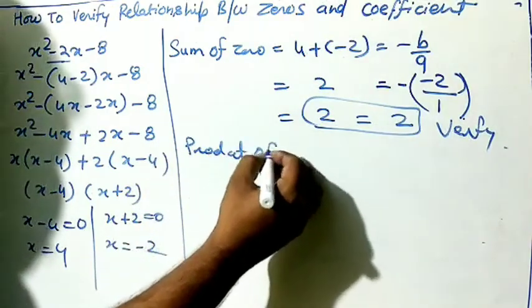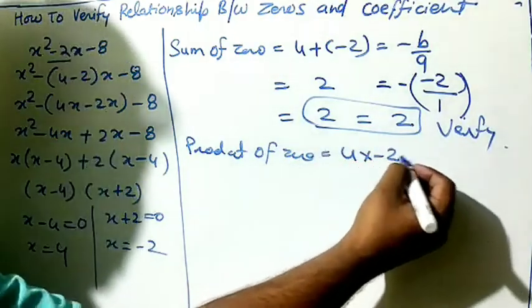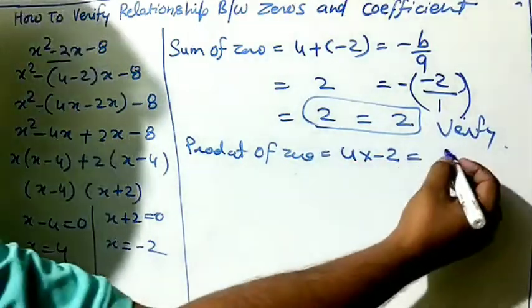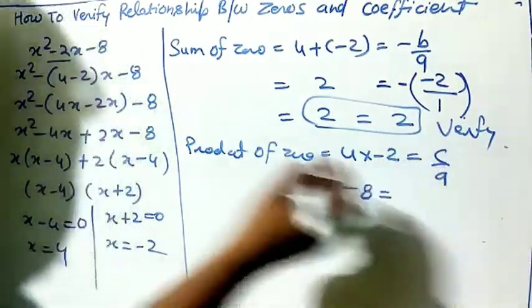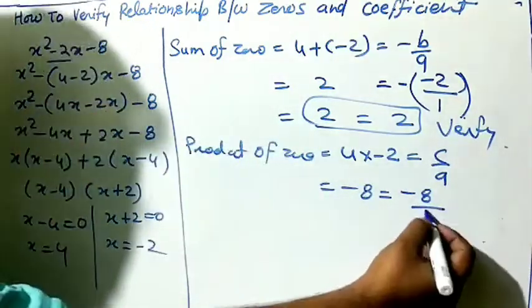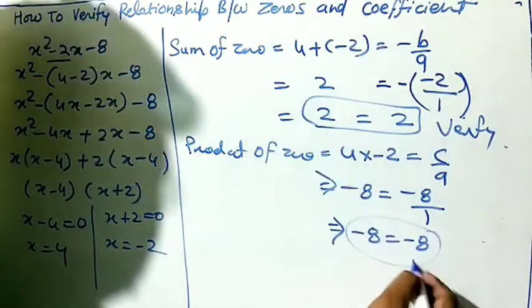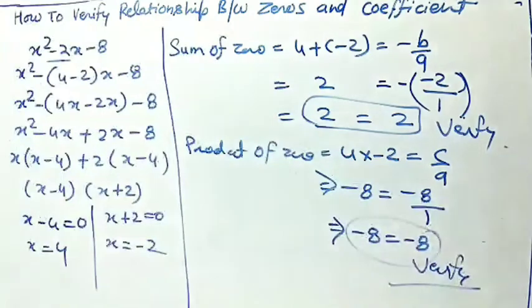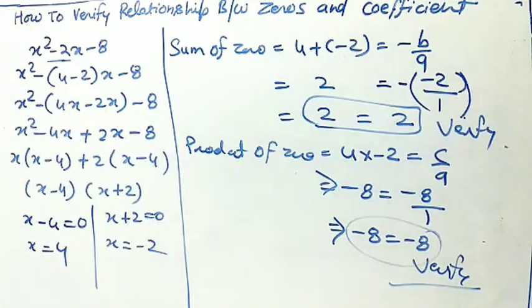Product of zeros, 4 multiplied by minus 2. And what is the formula? c upon a. 4 multiplied by minus 2 is minus 8. And c is a constant term which is minus 8, upon a, the coefficient of x square, which is 1. So minus 8 equal to minus 8. This is verified. It means that you have to factorize. After that, put the sum of zeros and the product of zeros. Okay. Now come to the next topic.